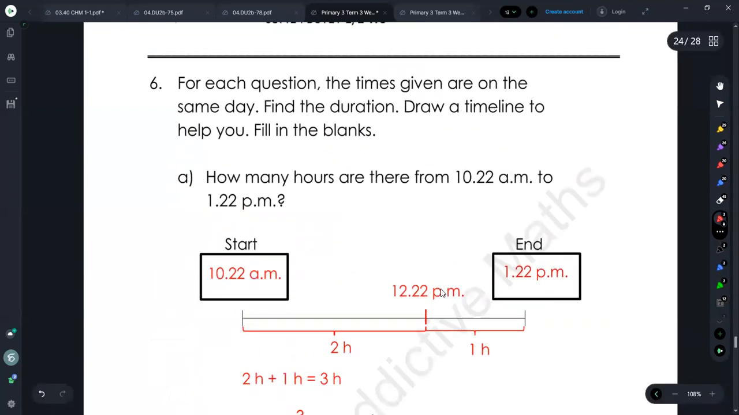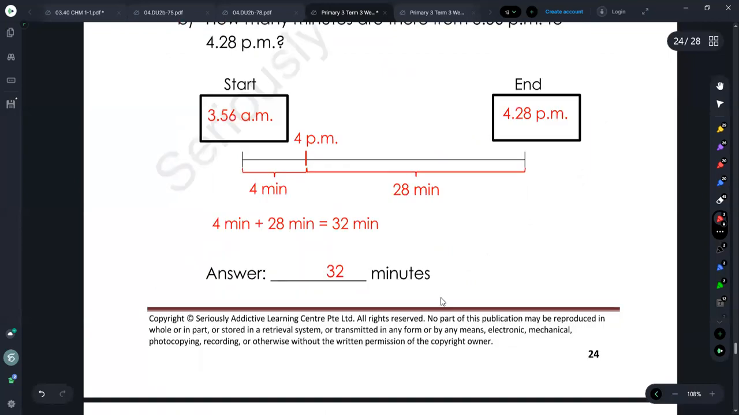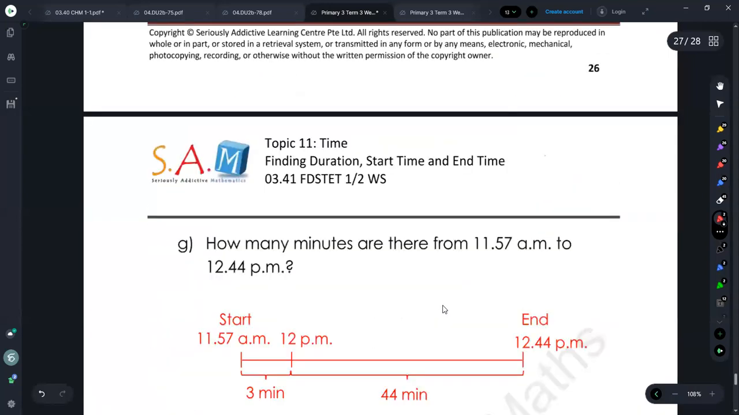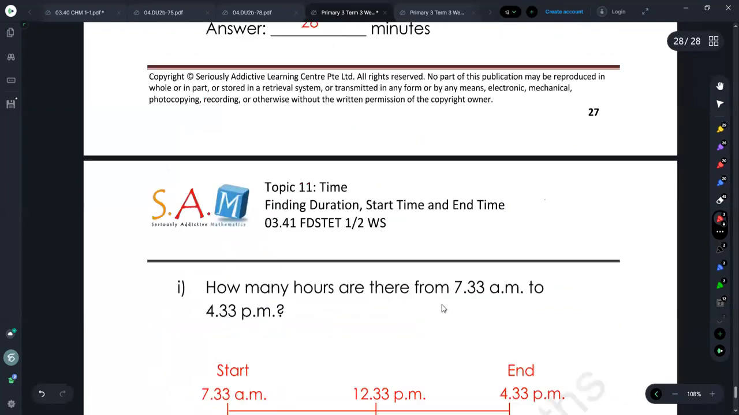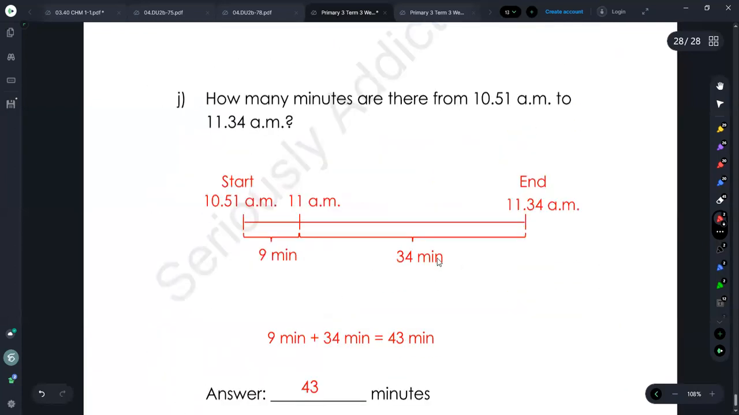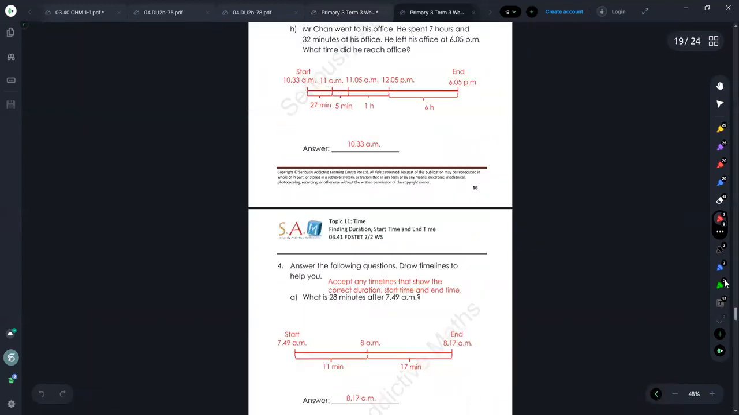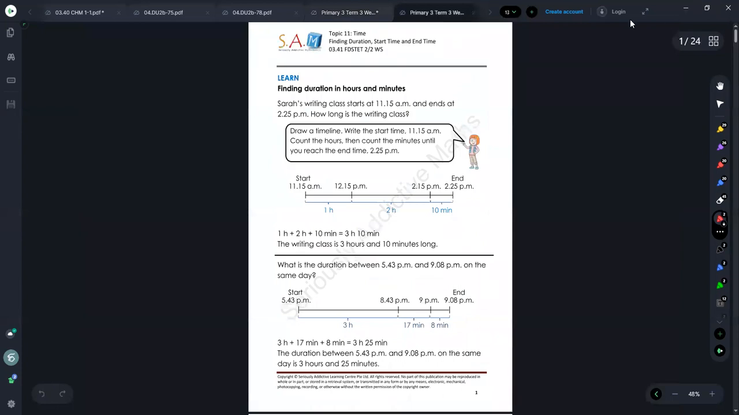So perhaps let me suggest doing one question on 6A. Okay, and then another question that asks for minutes. Maybe I'll leave you to choose. It doesn't matter. So any of these that ask for minutes, that's fine. So one question on how many hours, and one question on how many minutes. Then we move on to the second one, which is a bit more complex. Okay, second booklet, which is more complex.